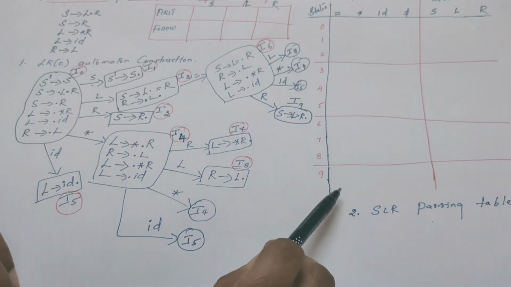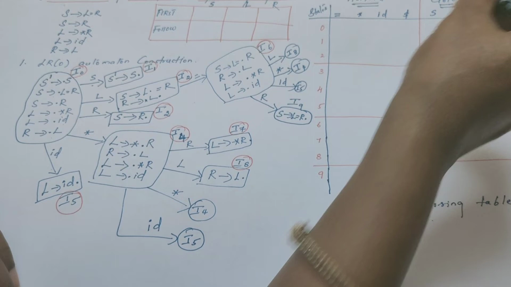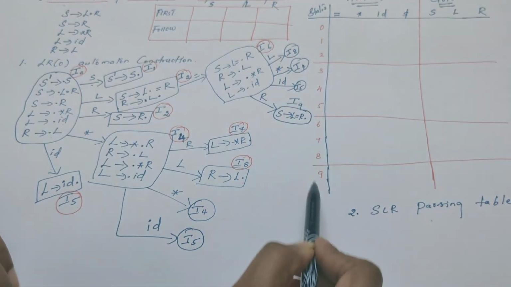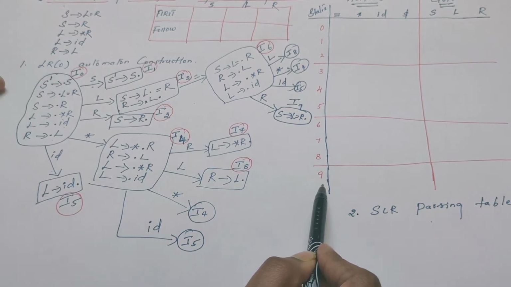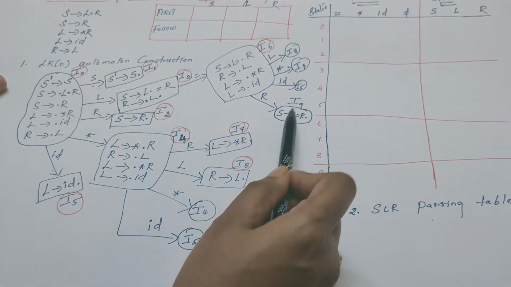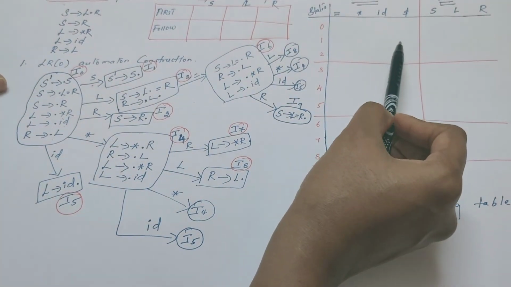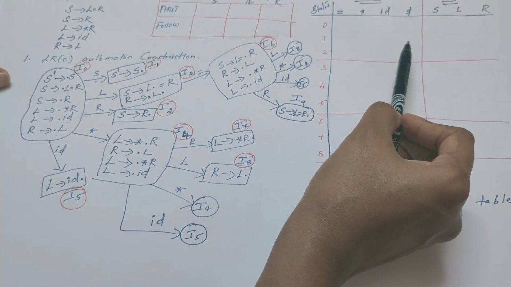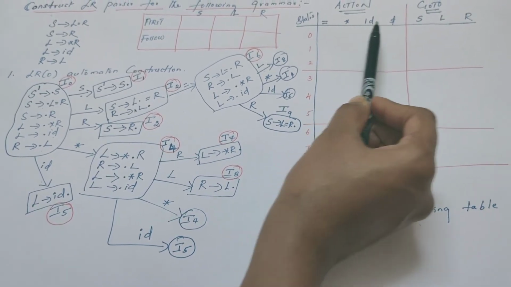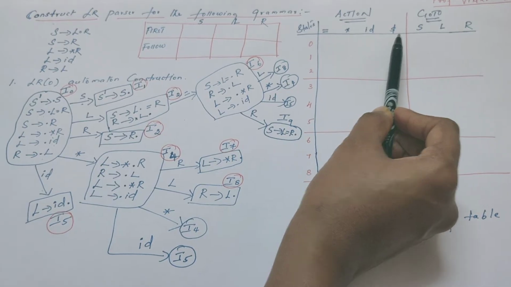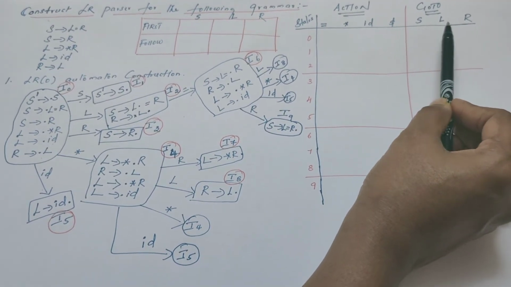This SLR parsing table contains 2 major columns. One is action, another one is go to. The rows are nothing but the states. Since the LR0 automaton contains states from 0 to 9, I have numbered them here. The action column contains the sub columns for all the terminals: equal to, star, ID, dollar, and the go to column contains the columns for the variables, which are S, L and R.